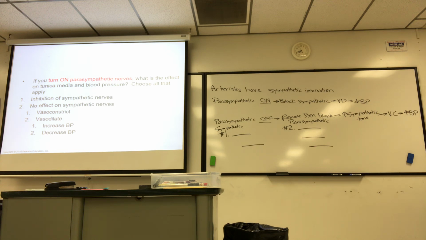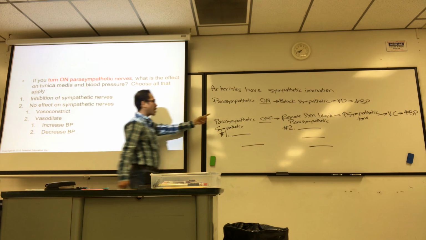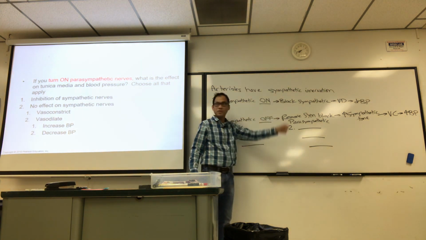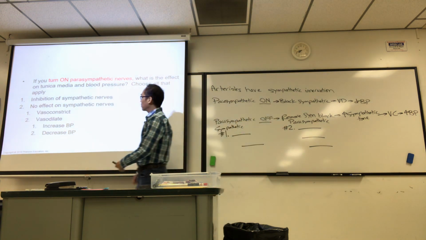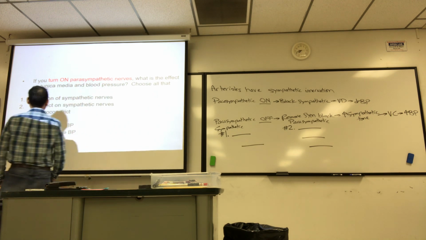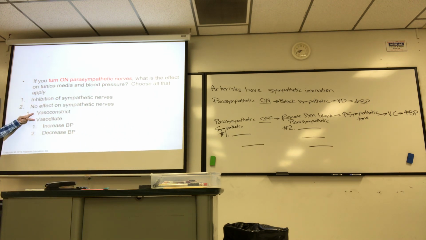All right, let me check on this second one. Turn on the parasympathetic. Which did you choose? You should have chosen this one, because what did I just say? When it's on, you block it, which is the same thing as inhibition. So if you block this sympathetic, which is more likely to happen? Vasodilate. When you vasodilate, what's more likely to happen?